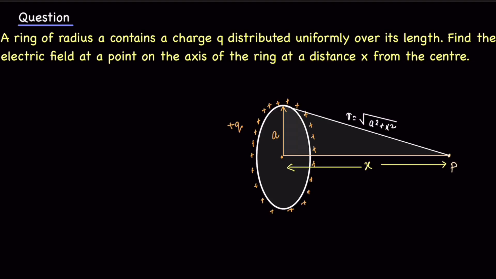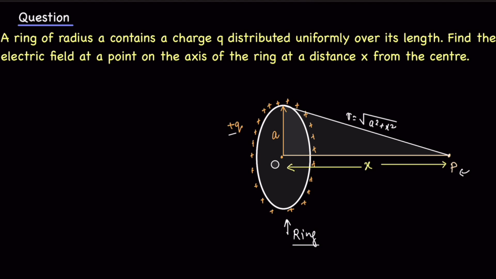Here in this figure, we have a ring, and this ring has a charge distribution of plus q. And there is a point P. The distance of this point from the center is x. We have to find the electric field acting at point P.